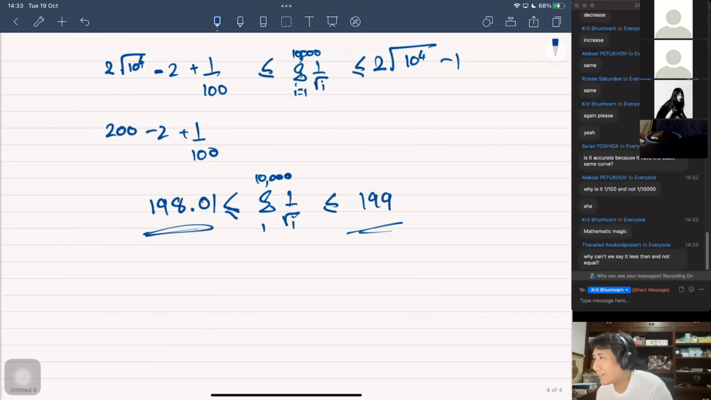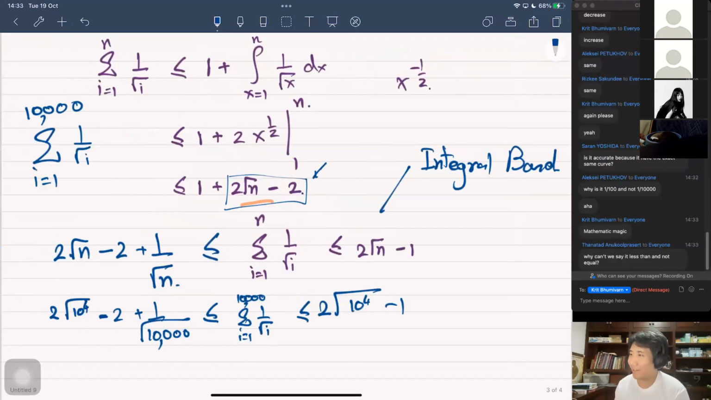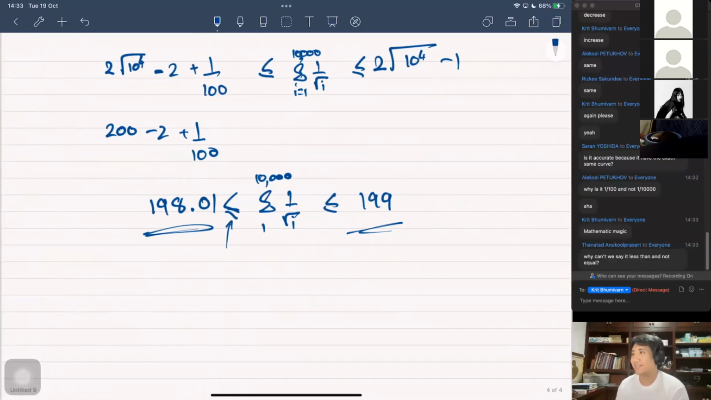Why can't we say it's strictly less than, and not equal? Yes, you can say that. I'm just trying to be safe here, because if your integral matches exactly with the stair, then yes, you can say that it's strictly less than. But I want to show you that one technique to bound the sum is the integral bound.